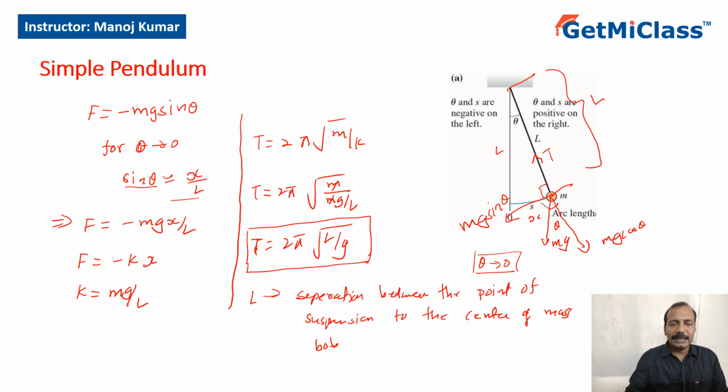If I have any other force acting along the string, like I keep a charge plus q here and another charge q here, there is an electrostatic force acting between these two, which is affecting the bob. This force will not affect the time period of SHM. The reason is that this force, or a component of this force, is not contributing to the restoring force. That's why it will not affect the SHM. So I can say that any force acting along the string of a simple pendulum would not affect the time period of the simple pendulum.